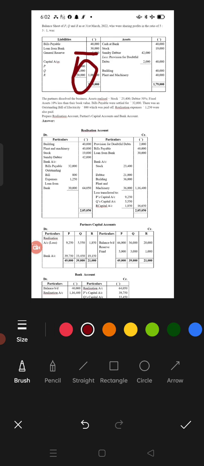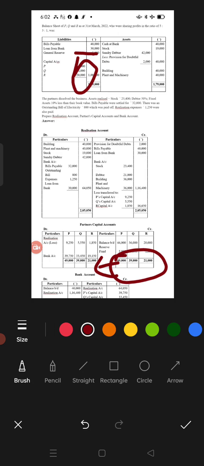So here you are going to find which side is more, debit side or credit side. When you do the total, the credit side is more. Put the same amount here and minus, 49,000 minus 9250. So you will get 39750. Like that, you have to do the same minus for PQR.